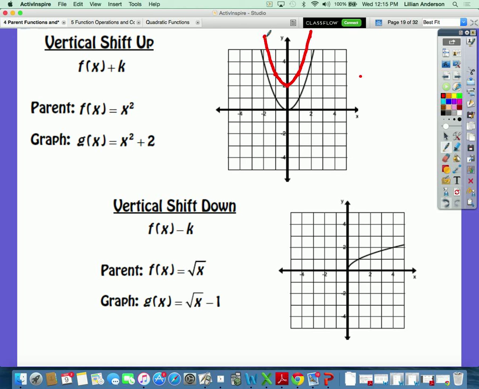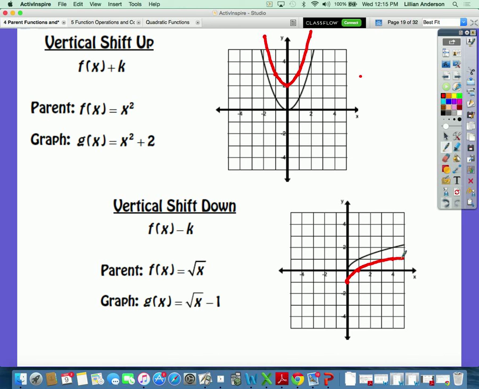Okay? Minus k means the exact same thing. You're going to move the whole function down. Here's another example. You have the square root of x, your parent function, which is shown, and then you have the square root of x minus 1. That means that every point on this parent function is going to move down 1. So 0, 0 is now going to be at 0, negative 1. 1, 1 is now going to be at 1, 0. 4, 2 is going to be at 4, 1. Everything got moved down 1 unit.